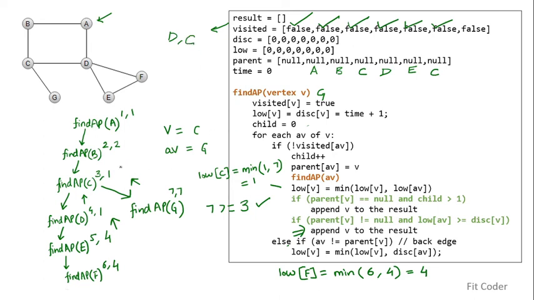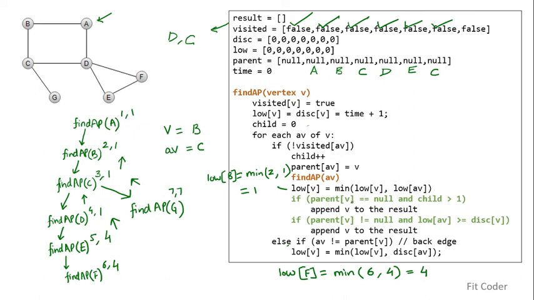So after this step, we backtrack from C. So now V is B and the adjacent vertex is C. We calculate low of B as the minimum of low of B, which is 2, and low of C, which is 1. So it will be 1. So we reset low of B to 1.